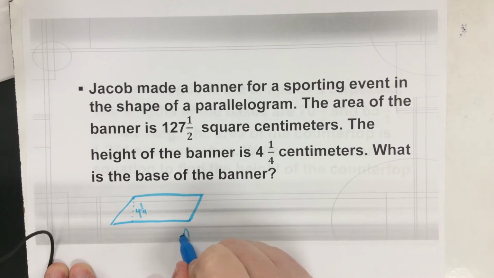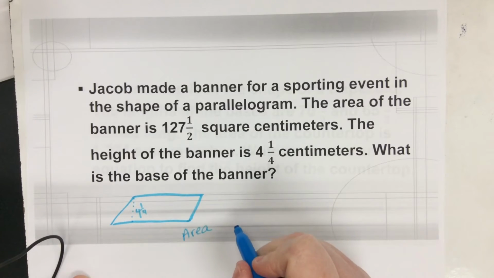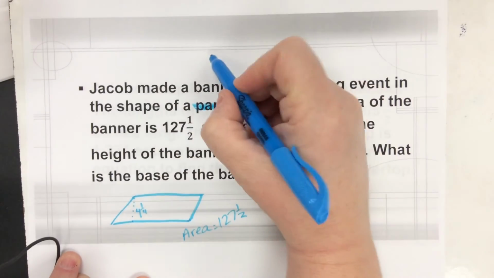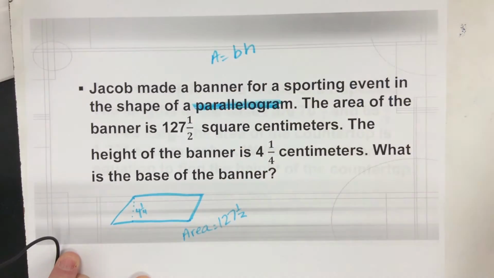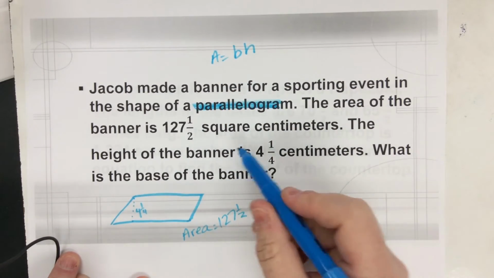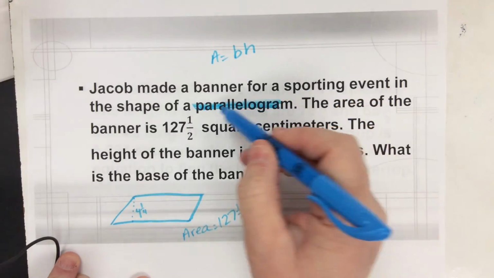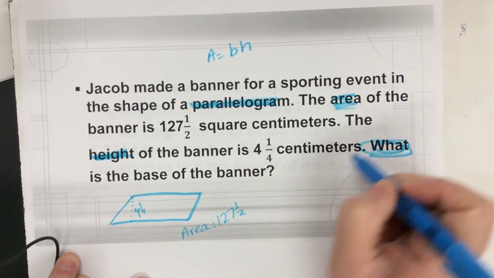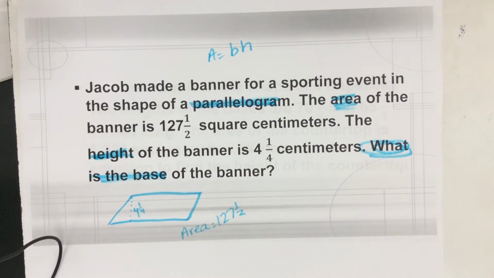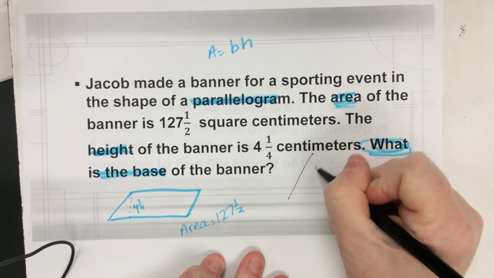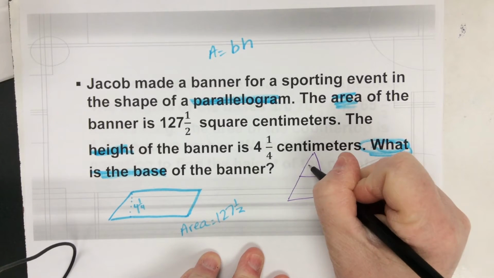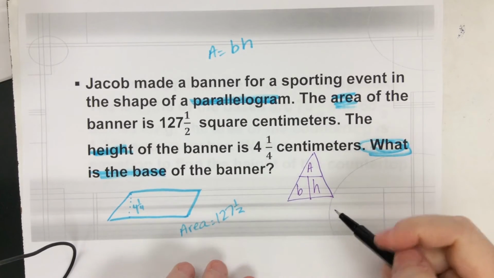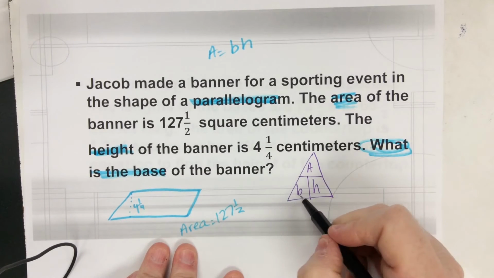My whole area is 127.5. Now, this is a parallelogram, and the area of a parallelogram is base times height. So as long as we're identifying the shape, this is going to help. Okay, we know the area, and we know the height. We want to know what is the base. Okay, so I want to draw my shape again. Area is base times height. Okay, so this time I know the area and I know the height. I want to know the base.